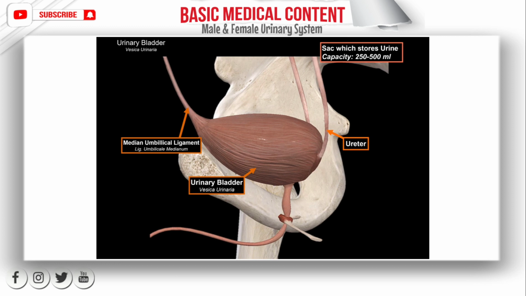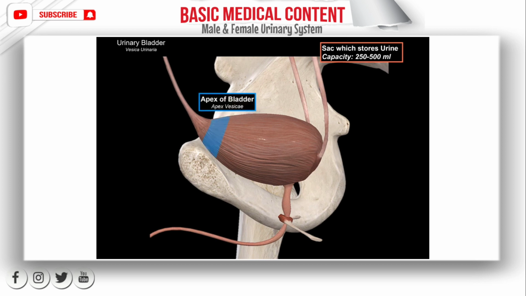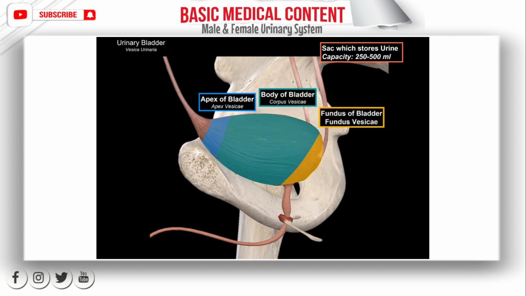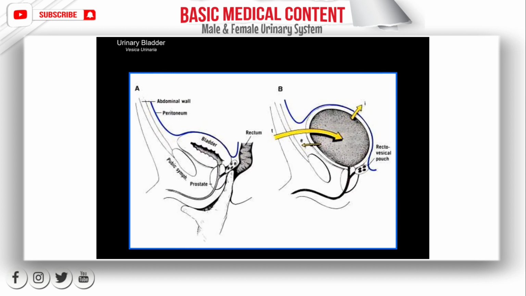Now, the urinary bladder is divided into parts. The first part, closest to the median umbilical ligament, is the apex of the bladder. The majority of it is the body of the bladder, and then posteriorly, you'll find the fundus of the urinary bladder. Alright, so there are two general conditions the urinary bladder can be in. It can either be empty or rather full.